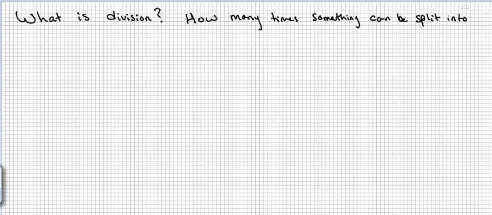Okay, so today we're going to look at what is division. And division is how many times something can be split into certain parts.